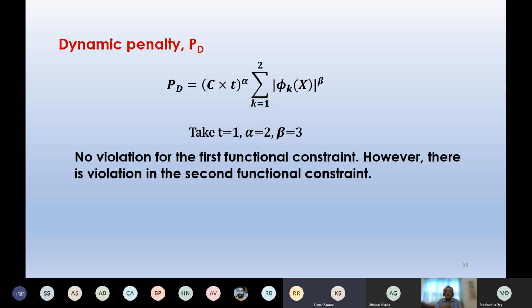Sir, while explaining the static penalty, you told there is a value CRK where it denotes the C value in the rth level violation for the kth constraint. How to determine this level of violation? Level of violation is actually based on the experience of the designer.